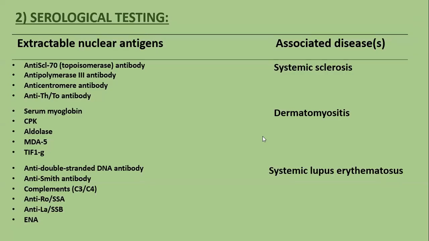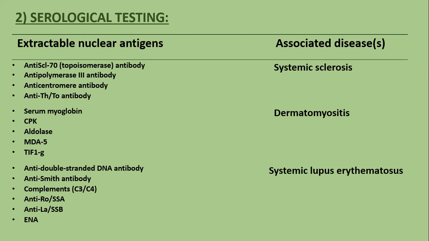Serological testing. Since primary Raynaud's phenomena is not associated with any systemic or autoimmune condition, all these serological tests are important for secondary Raynaud's phenomena. So anti-Scl-70, anti-polymerase 3, anti-centromere, and anti-Th/To antibodies, if present, point towards systemic sclerosis. Then serum myoglobin, CPK, aldolase, MDA5, and TIF1-gamma are associated with dermatomyositis.